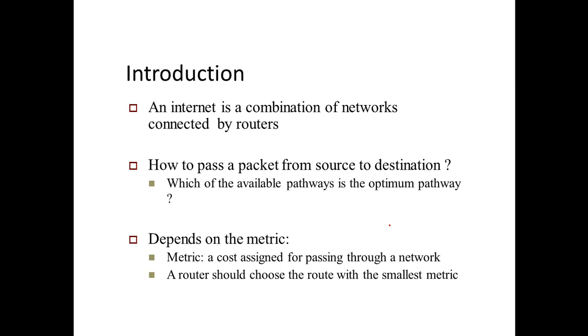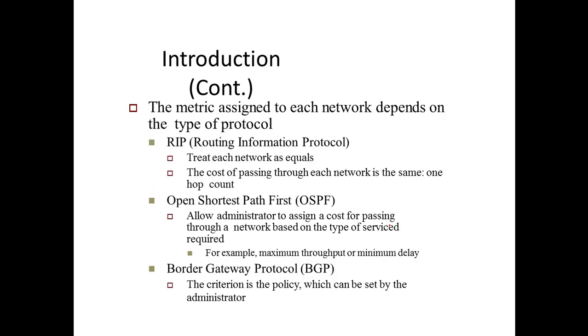If the metric is, let's say, the number of hops, a router should be able to choose the minimum number of hops. If you do not care about the number of hops, and you want your data to reach the destination in the minimum time, then the metric should be time. So the metric depends upon the routing protocol. The metric assigned to each network depends on which type of protocol you want to use, and along with that you have to bear that cost.